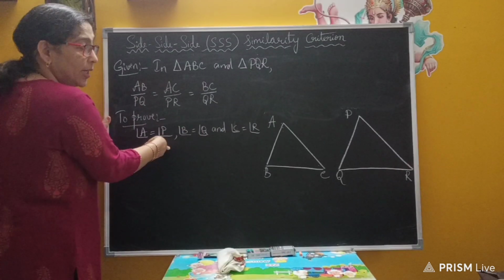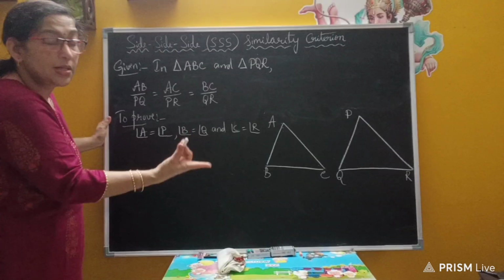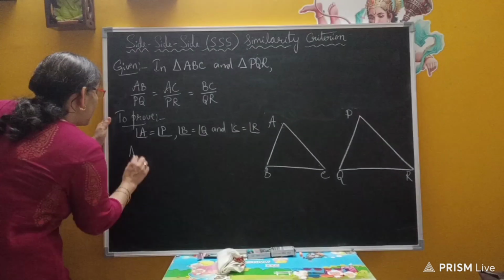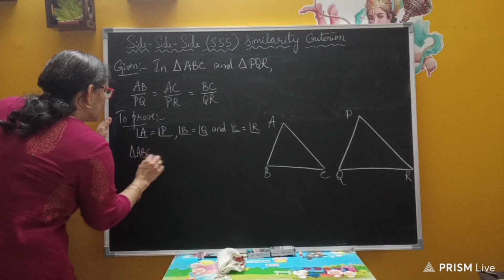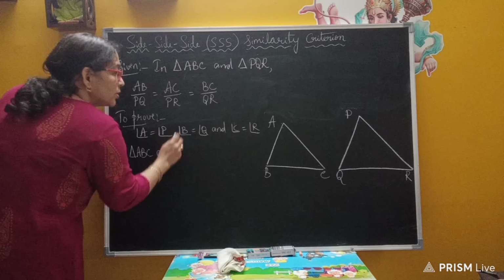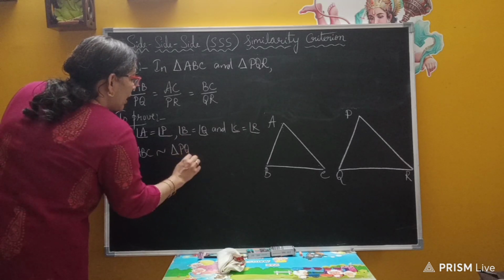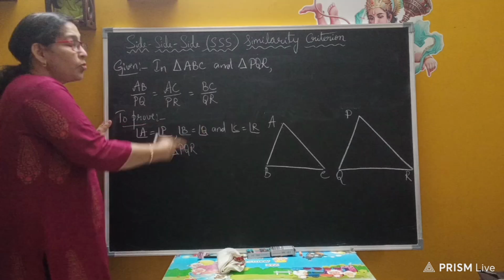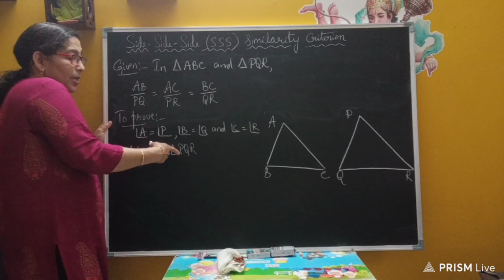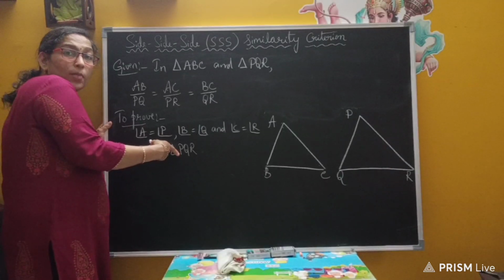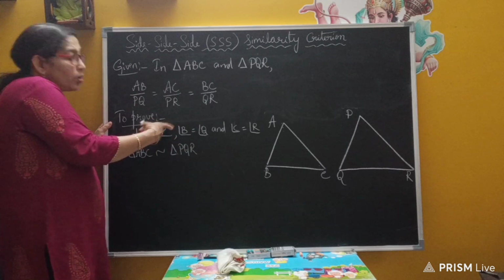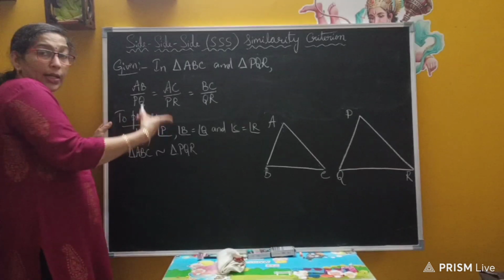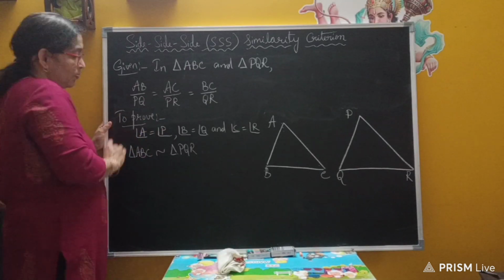Yes, we can say triangles are similar. Which two triangles? Triangle ABC is similar to triangle PQR. This has to be proved. So to prove ABC and PQR are similar triangles, first we need to prove angles are equal, corresponding angles are equal.